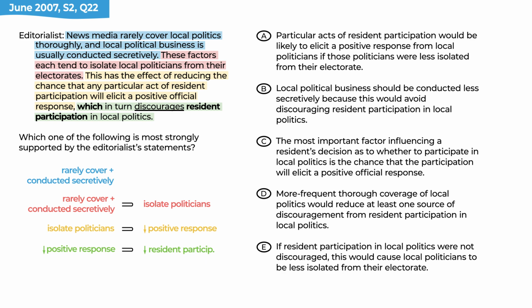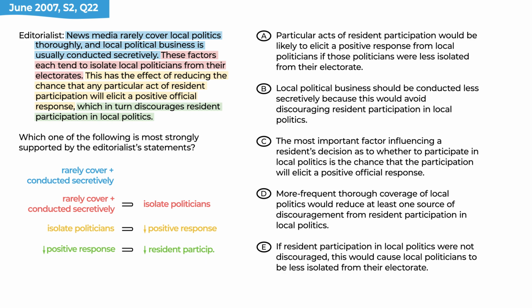Well, what is which referring to? It's referring to what it just discussed, right? So that's lowering the chance of a positive official response causes or discourages resident participation in local politics. Right? So there's a chain reaction here. When media rarely cover local politics and when local politics are conducted secretively, that causes politicians to be isolated. And when politicians are isolated, that causes a lower chance that we're going to get a positive official response. And when you have a lower chance of a positive official response, that causes a reduction in resident participation.